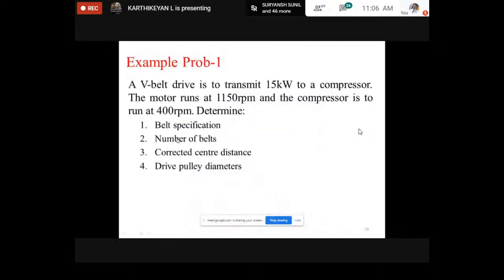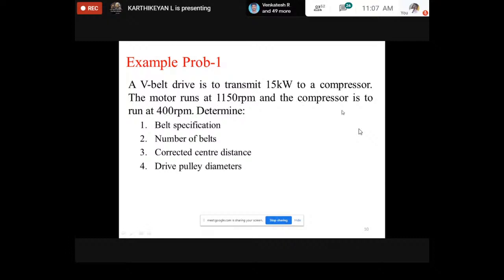So we have one example problem. This is the example problem: a V-belt drive. In the problem itself it is clearly given that it is a V-belt drive. A V-belt drive is to transmit 15 kilowatt to a compressor. See that the specific application is a compressor, and we have to transmit 15 kilowatt. This is the main data, the origin of the problem. And the motor runs at 1150 RPM. This is the input speed.